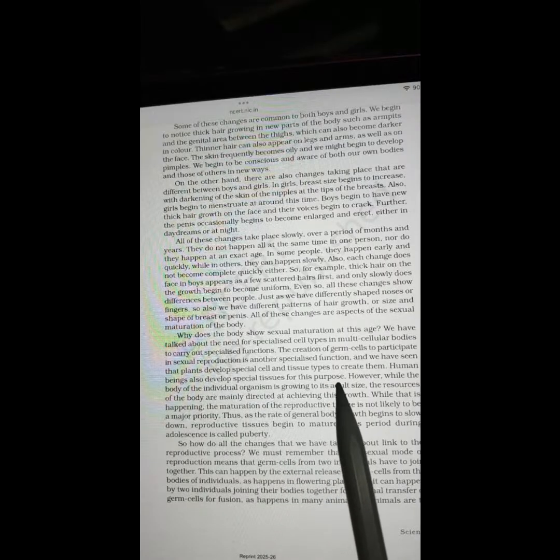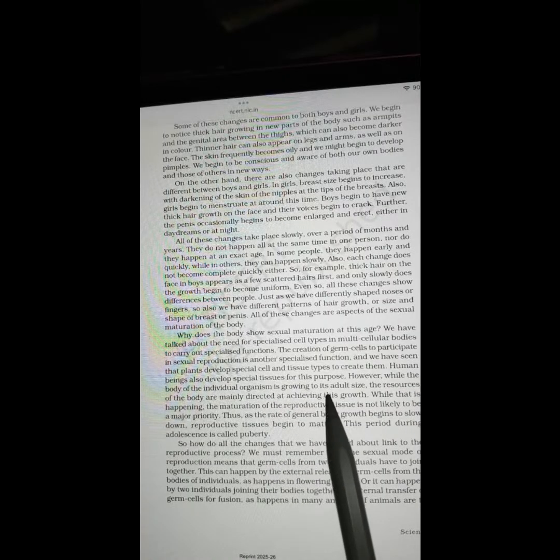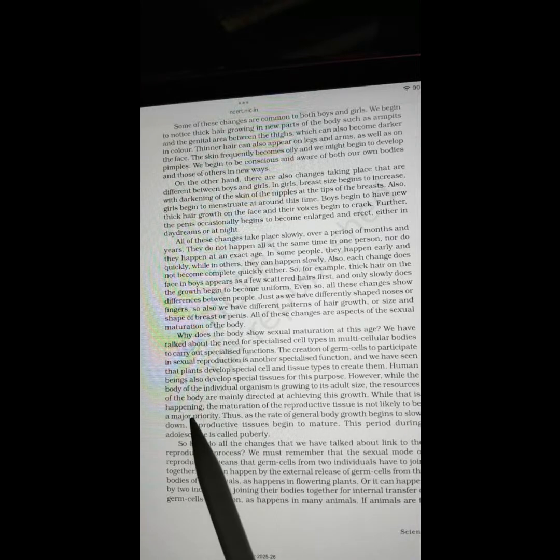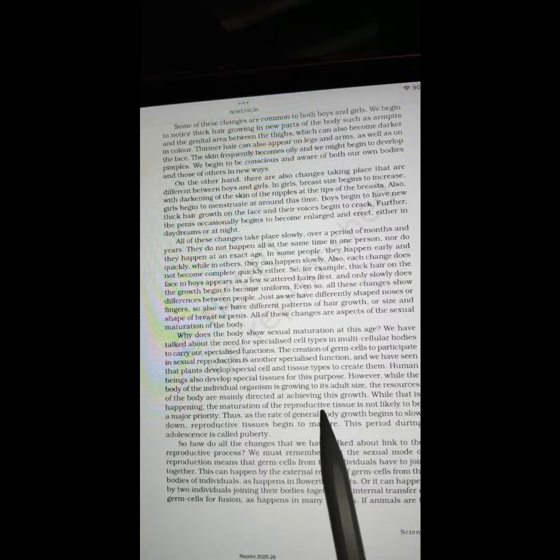And we have seen that plants develop special cell and tissue types to create them. Human beings also develop special tissues for this purpose. However, while the body of the individual organism is growing to its adult size, the resources of the body are mainly directed at achieving this growth. While that is happening, the maturation of the reproductive tissue is not likely to be a major priority. Thus, as the rate of general body growth begins to slow down, reproductive tissues begin to mature. The period during this is called puberty.